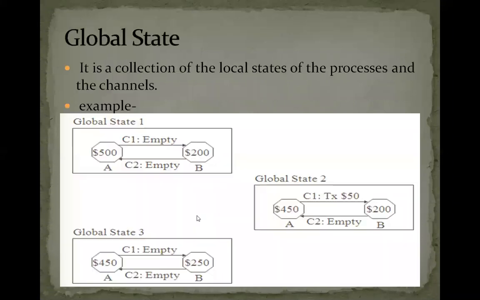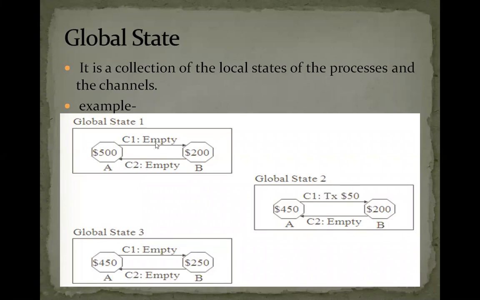So let us discuss what is the global state. Of course, the global state is the collection of all the local states of the processes, as well as the channels which are used for the communication. And we start this with an example whose illustration has been shown in this slide. In this, we have two processes, A and B. Suppose this is the global state in which the state of the individual processes as well as the state of these channels are being recorded.